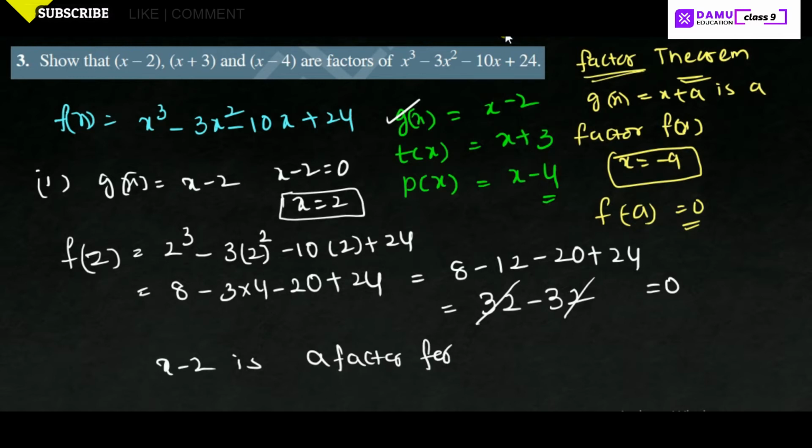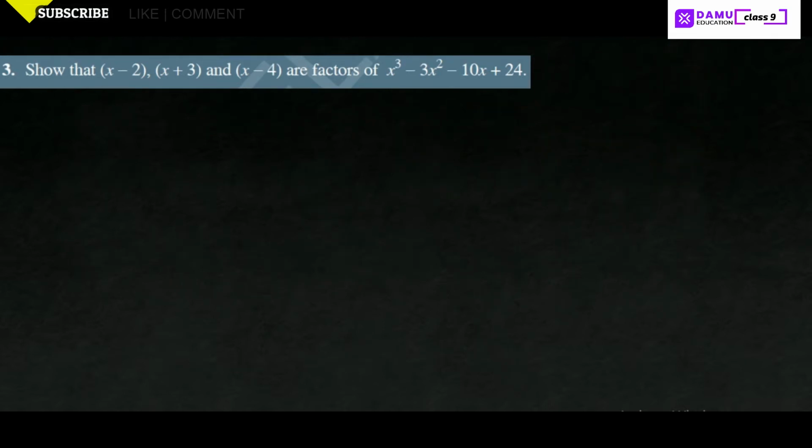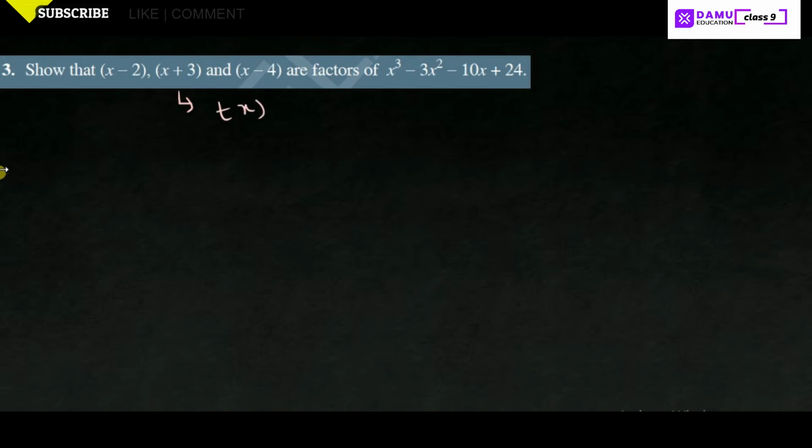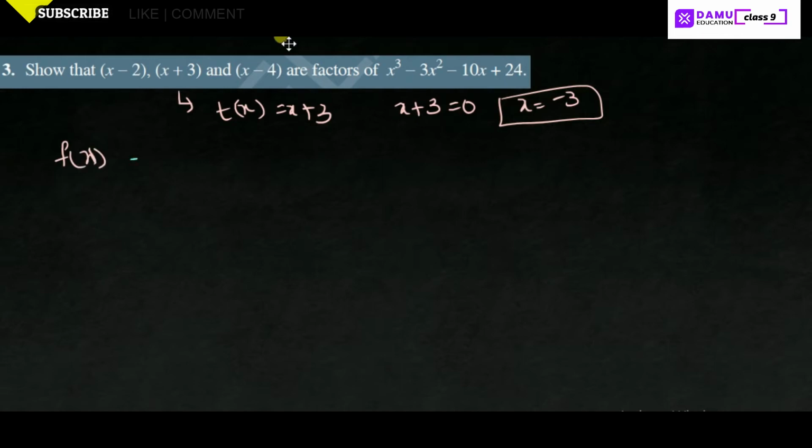It is a factor of f of x. Then our second one is x plus 3, that is t of x. t of x will be equal to x plus 3. Then x plus 3 equal to 0, then x is equal to minus 3. This value we are going to substitute in f of x. So f of x is equal to x cube minus 3x square minus 10x plus 24. So that is our expression.